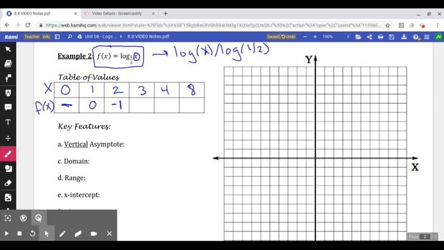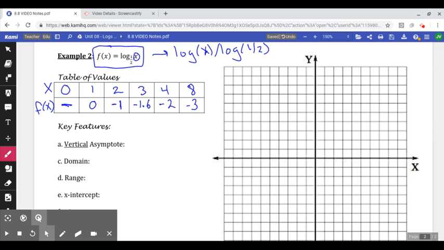And if we type in 3, we get about -1.6 here. Now that's just an approximation. And then 4 would be -2, and then 8 would be -3. I'm going to encourage you to pause the video, either hopefully did that before or right now, and make sure you're able to type this in your calculator and get those approximate values.